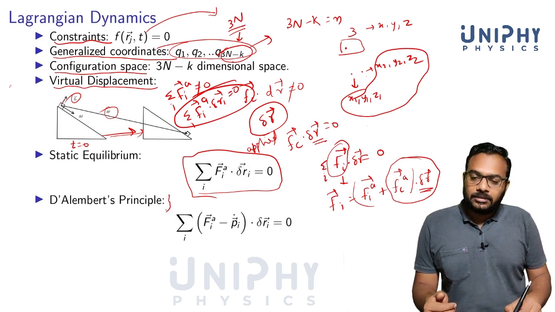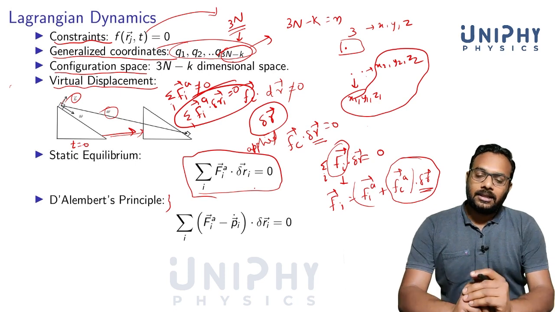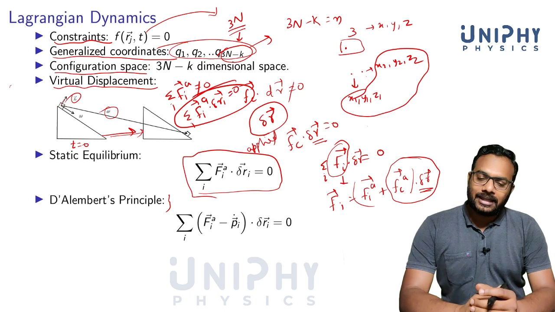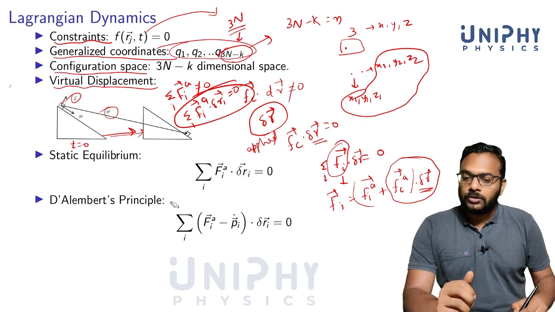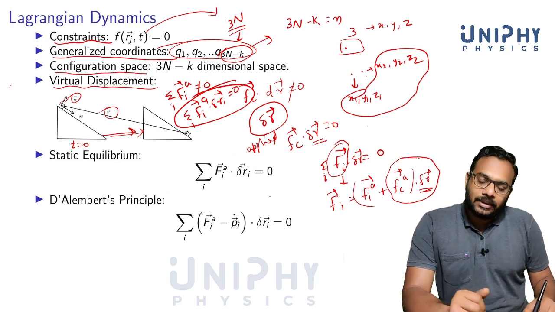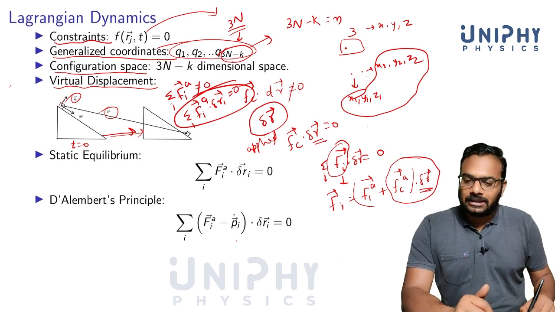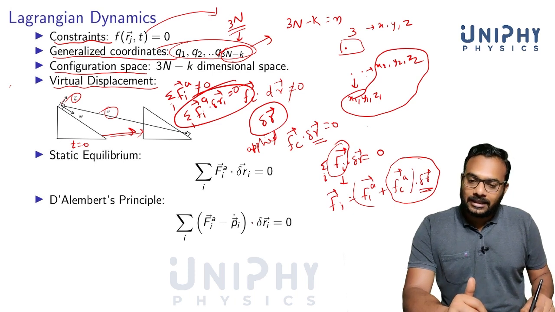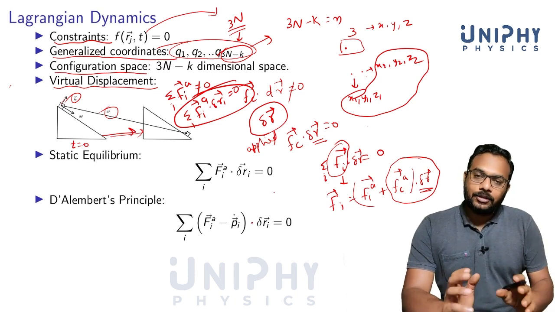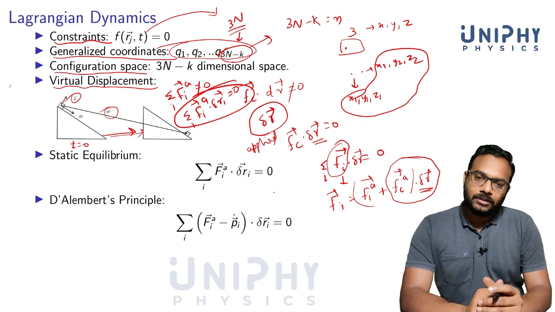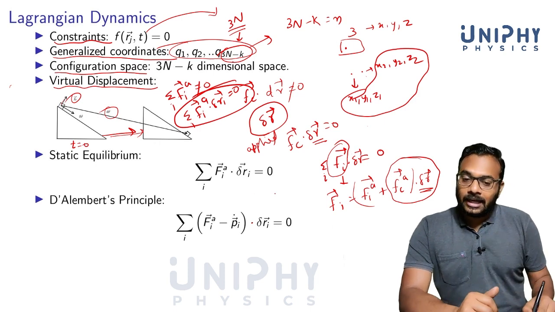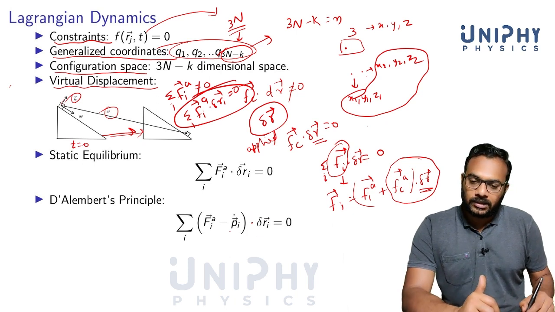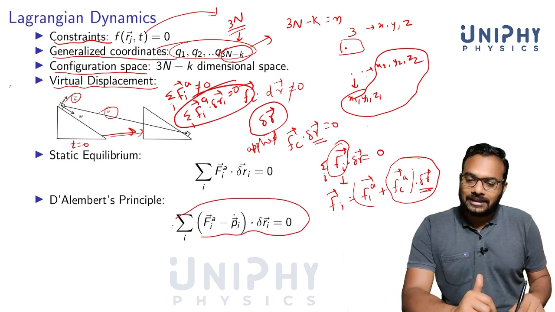Now, D'Alembert's principle makes use of this idea of virtual work done, the idea that virtual work done by constraint forces is 0, in order to eliminate the constraint forces from the dynamics. So he starts with Newton's equation, rearranges it: Fi minus Pi dot is equal to 0. Then you take the dot product with the virtual displacement, and once you do that, you will see that all the constraint forces will be eliminated from the formalism. This equation is known as D'Alembert's principle.